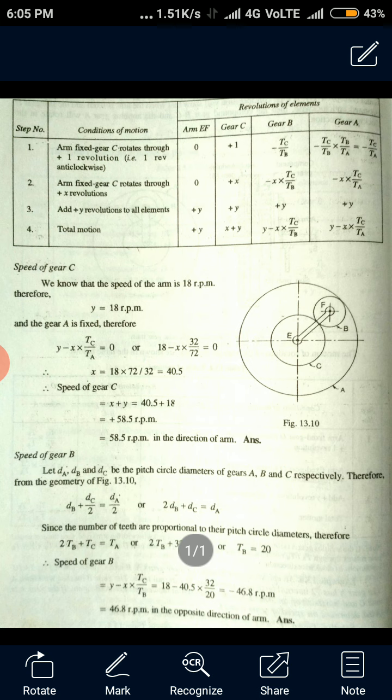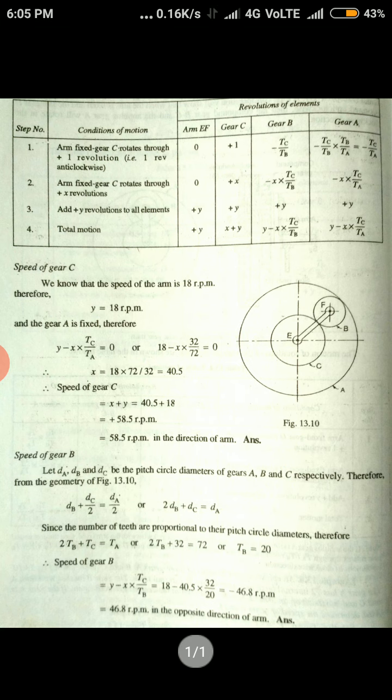Always, when you get a gear train problem, the first thing you need to see is how many elements are there. If you see the sketch, you will find four elements. Which are those? Gear A, gear B, gear C, and the arm EF. So there are a total of four elements. Next, coming to the number of teeth, the number of teeth on B is unknown. Using the diameter or radius ratio with the number of teeth, we can determine the number of teeth of the unknown gear.